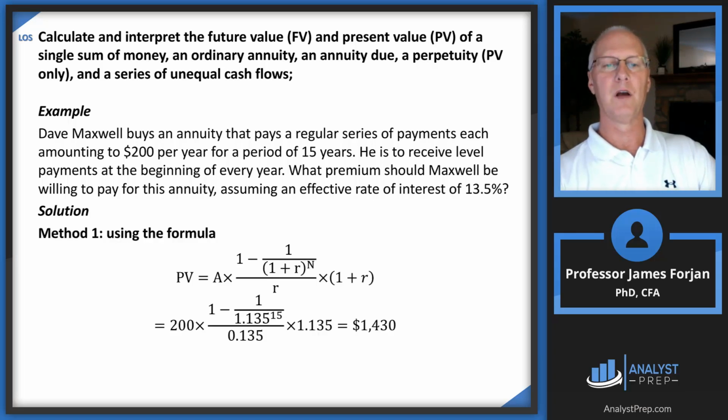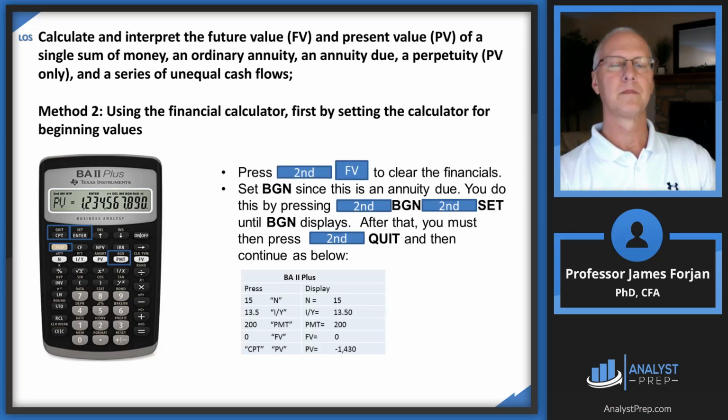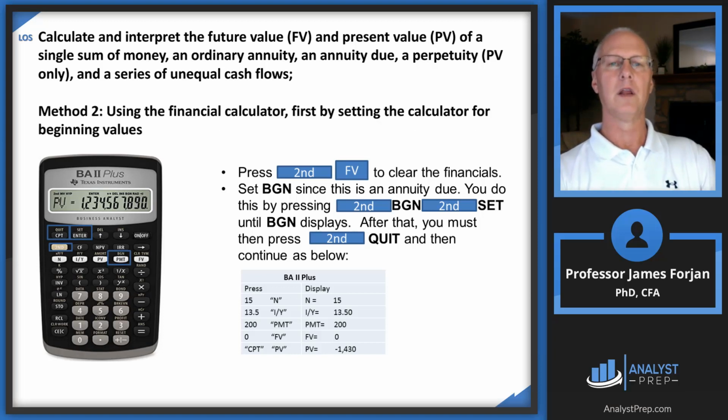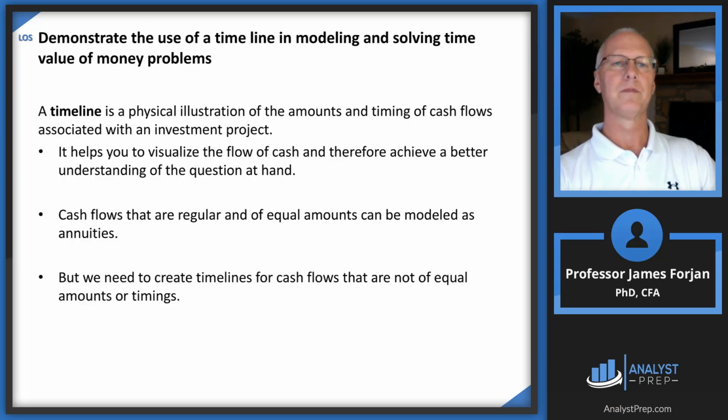Well, we get out that formula for the present value, and there's the 13.5%. Add 1 to it, raise it to the 15th power, and we end up with a present value of $1,430. Or we can use the financial calculator and hit those 5. Remember I said there are 5 time value of money buttons, and so we'll solve for that same. Let me go back here. There's 1430 and there's 1430. I'll let you pause the video to make certain you're up to date on the calculator steps.